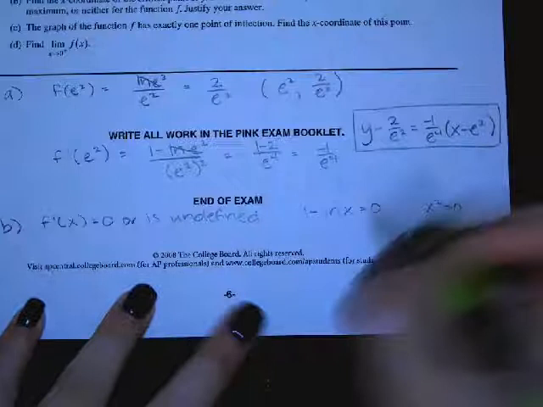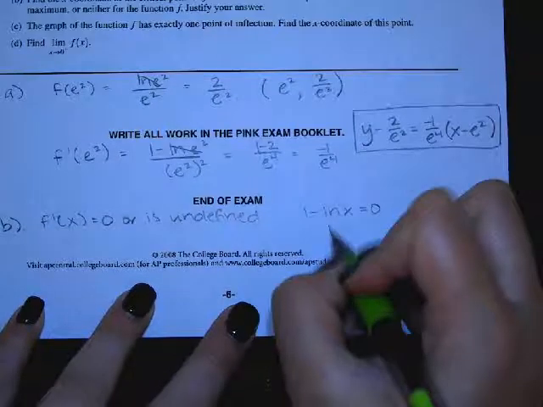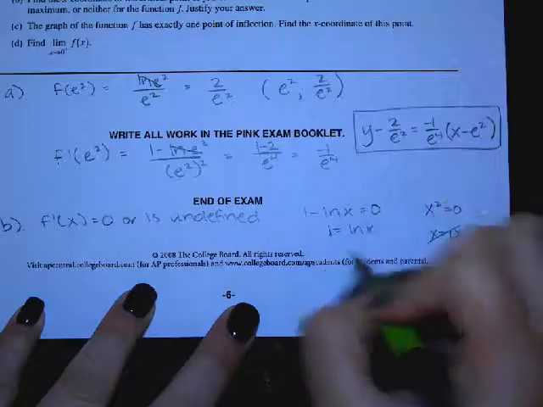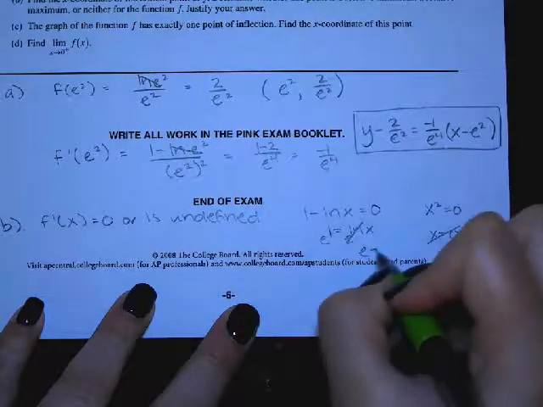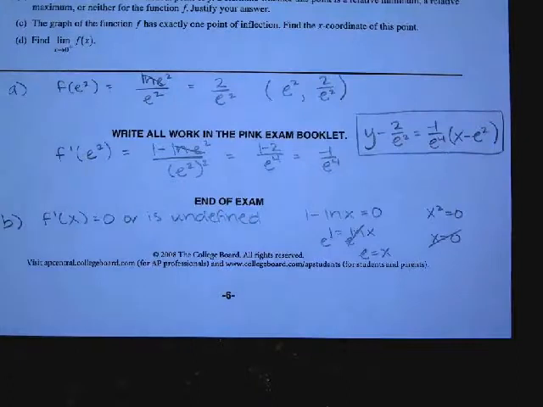Okay, so over here I can add ln x to the other side. To get rid of ln, I can do e on both sides. So I get e equals x. And so I know that that's the value of the critical point of f. And now I need to determine if that's a maximum, a minimum, or neither.